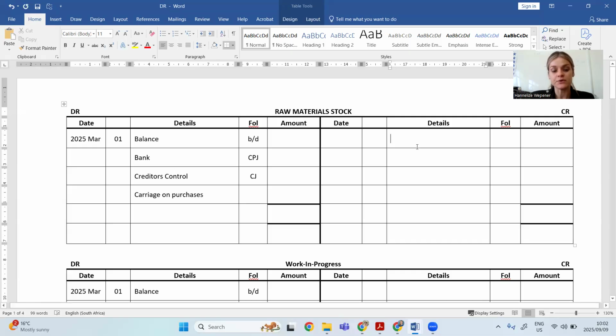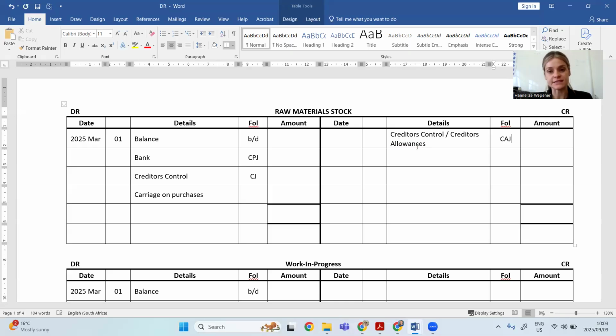Can also be that you maybe return some of your goods to your creditors. So creditors control, all the creditors allowances as recorded in the CAJ. So it means that yes, we purchased the raw material stock, but now we returned it for whatever reason. If you had drawings, any raw materials that left your business after purchasing it, it will go to the credit side, as we had with trading stock.